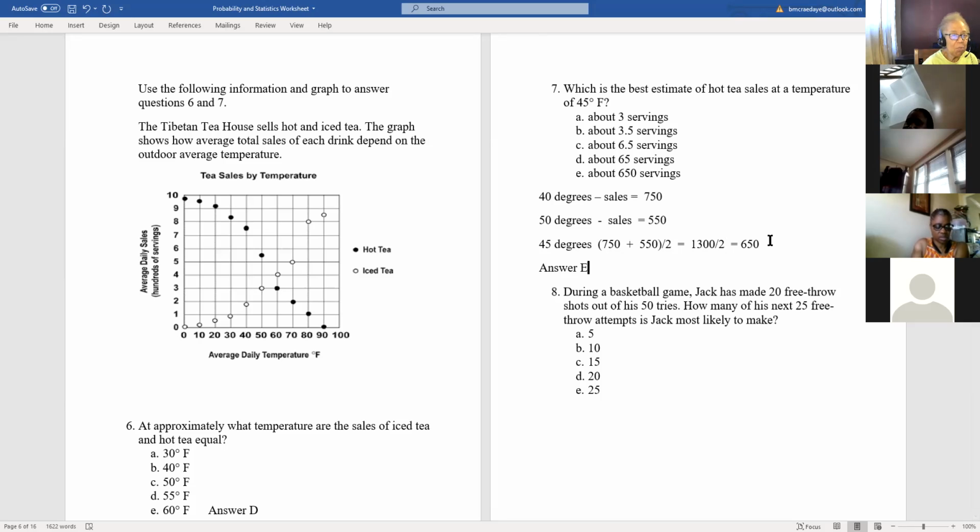45, midway between 40 and 50 is 45. You can see it right here on the graph. 40, 50, midway, halfway is 45. So you read off the 50, you read off the 40, and then you average them. And that gives you your best estimate of servings for 45 degrees. Questions?